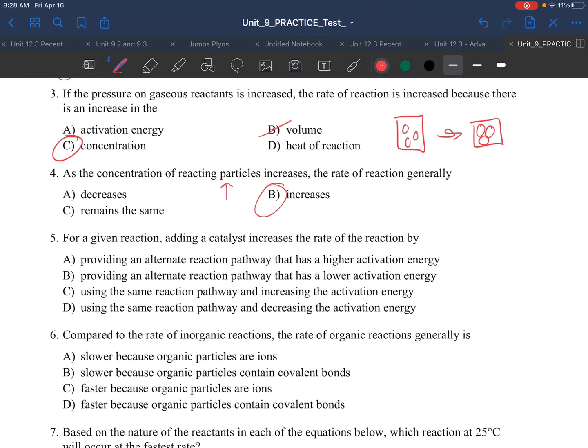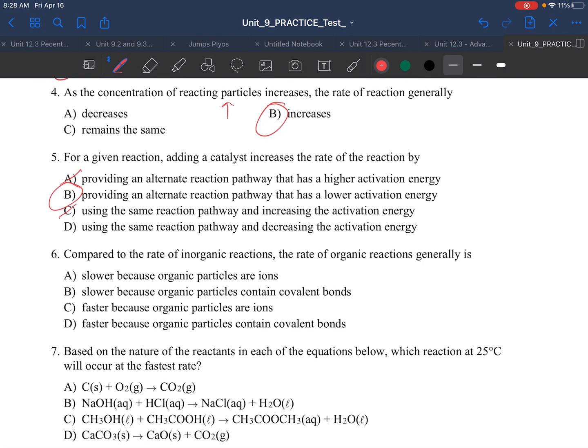5, adding a catalyst. So what does this do? Well, it lowers the activation energy. This is why we are able to speed up things using catalysts. So we can't be A or C. What happens is that they end up taking an alternate reaction pathway. If we kept the same pathway, nothing would change. So B is our answer.